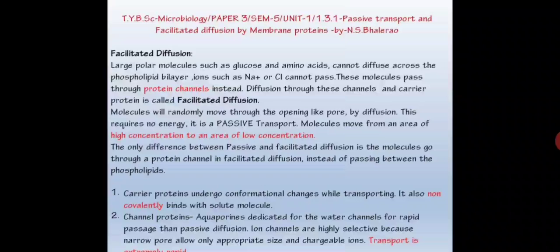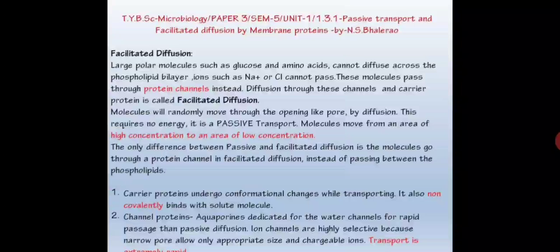passive diffusion is the diffusion along the concentration gradient through the plasma membrane, meaning through lipids, and here it is through proteins. Now there are two types of facilitated diffusion: diffusion through carrier proteins or diffusion through channel proteins. Carrier proteins undergo conformational changes while transporting. They also bind non-covalently with solute molecules.